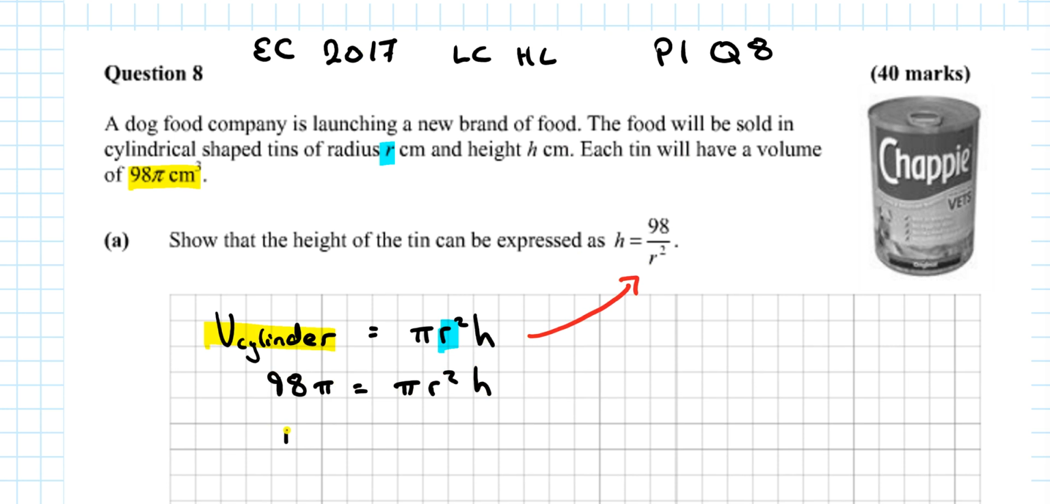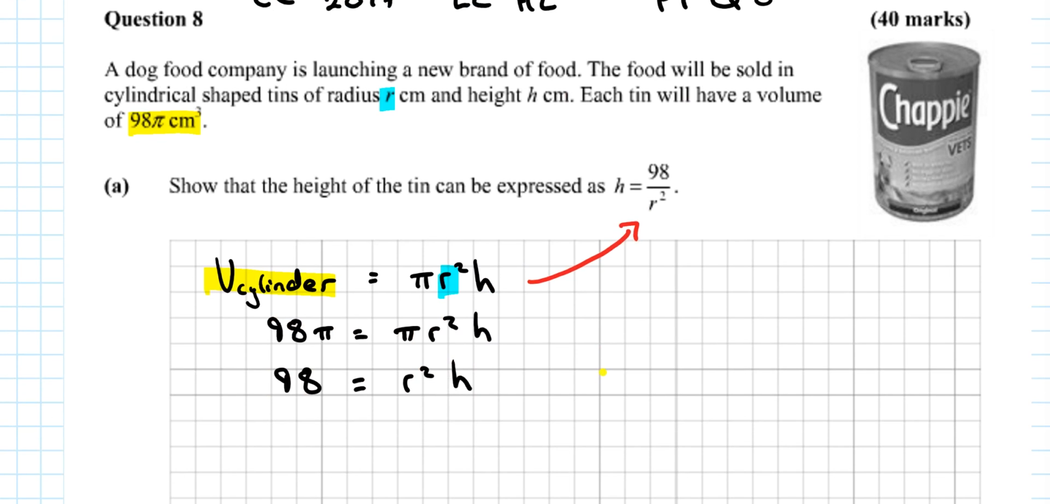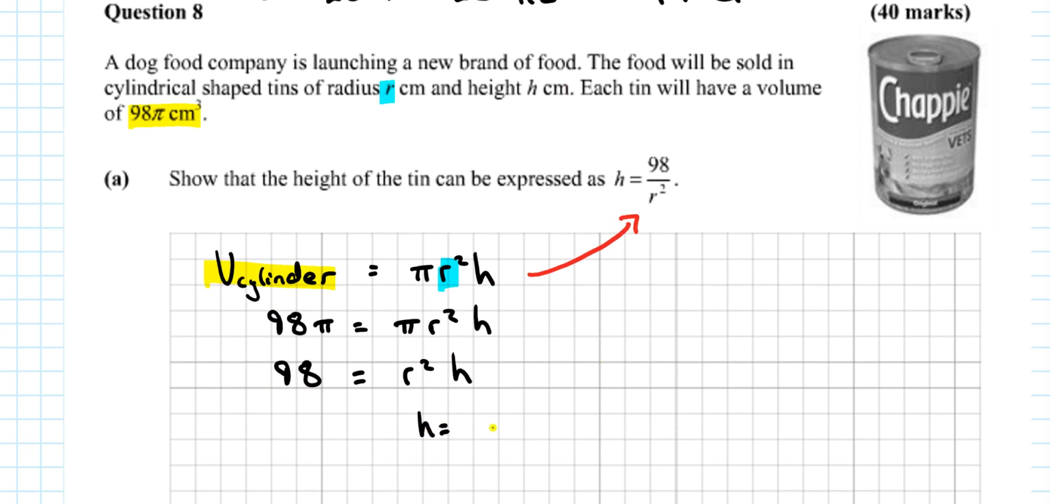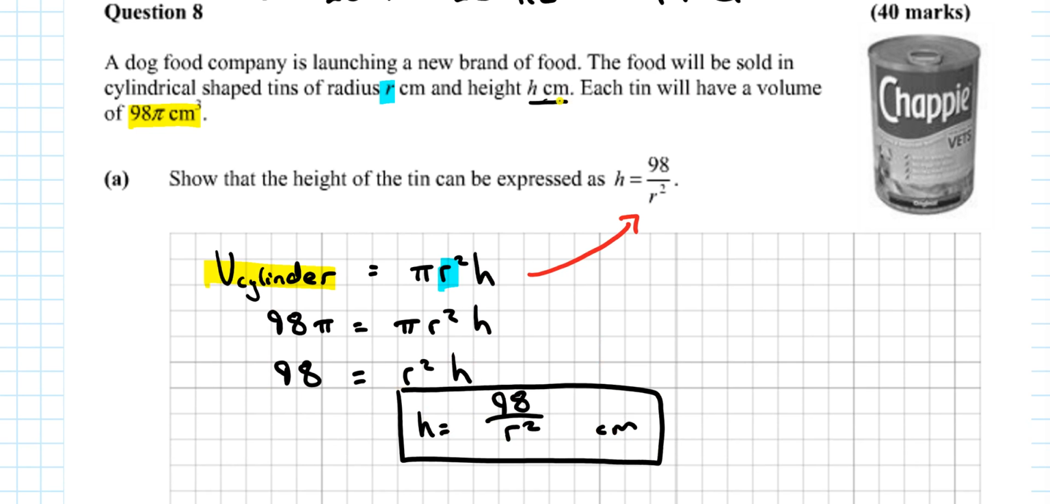Divide both sides by pi: 98 is equal to R squared H. Divide both sides by R squared. So you're getting H is equal to 98 over R squared. And that's going to be in centimeters as well, because it specifies that in the question. There, centimeters.